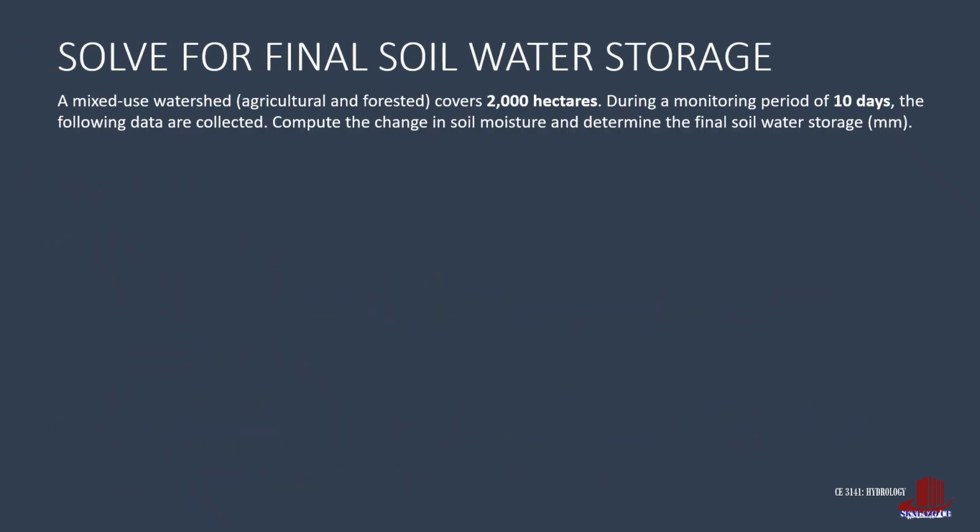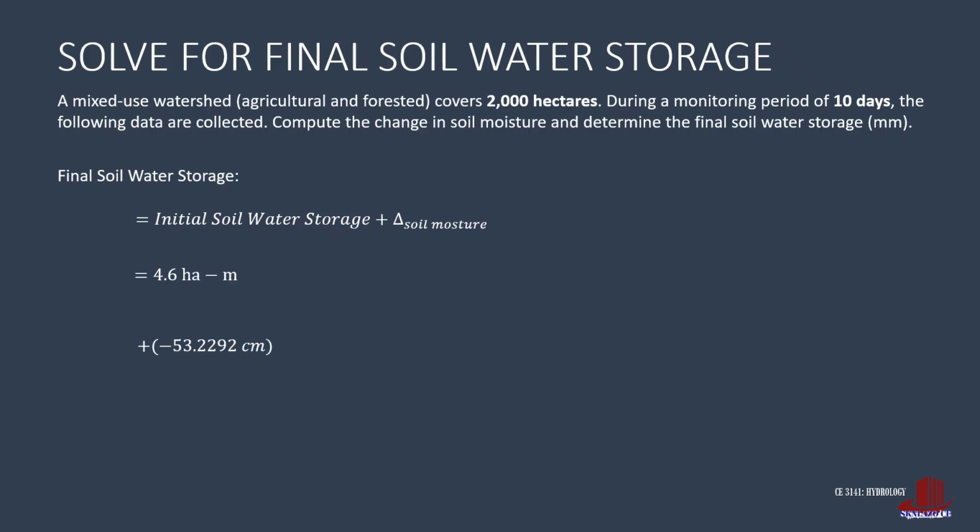The second requirement is to solve for the final soil water storage. This is the initial soil water storage plus the change in soil moisture. From the table, the initial soil water storage is 4.6 hectare-meter, and the change of soil moisture is negative 53.2292 cm. Convert the first term to align its units with the required.